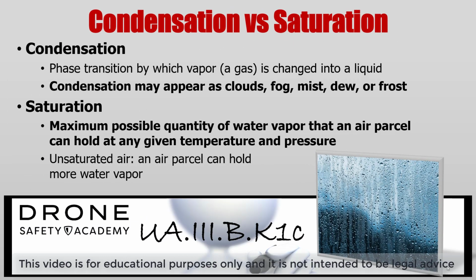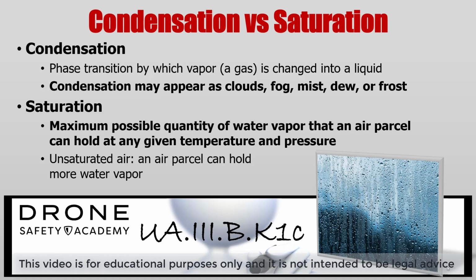Condensation and saturation. Condensation is a phase transition by which vapor is changed into a liquid. Anytime there's a change between a gas to a liquid to a solid, and a solid to a liquid to a gas is called a phase transition. In this case, condensation may appear as clouds, fog, mist, dew, or frost.